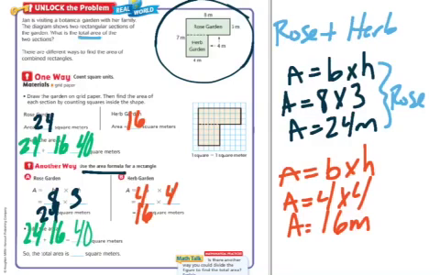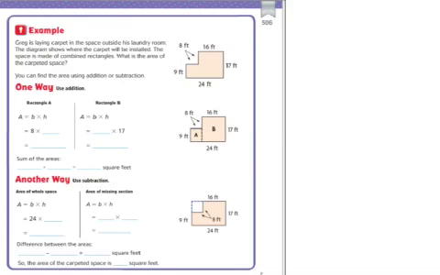Alright, let's take a look at another problem. Now, this problem's a little bit different. They give us multiple values that we can look at. We can break our rectangle multiple ways. It's totally up to you how you want to break your rectangle in this case. They break it for you here, but there's also another way that we can break this shape into two separate rectangles.